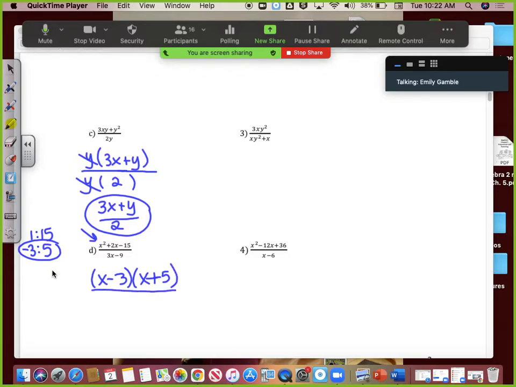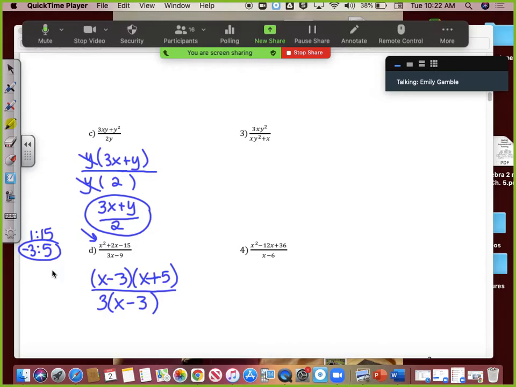which is different than all the other problems we saw so far. This is the first time we're factoring the trinomial like we did in the last section. And then the denominator, 3x minus 9, the only thing I can do with that is take a 3 out of both terms. When I take a factor of 3 out, I'm left with x minus 3 like this.